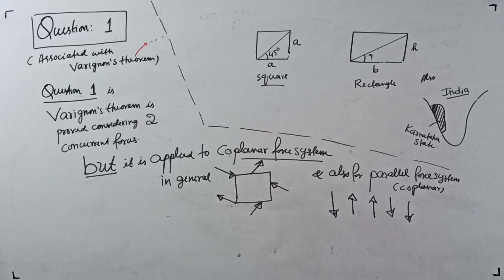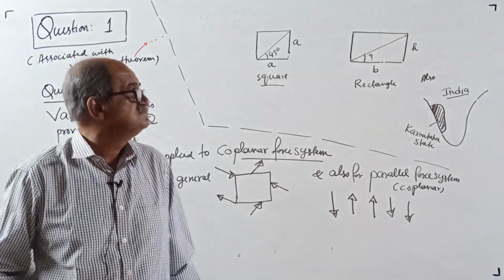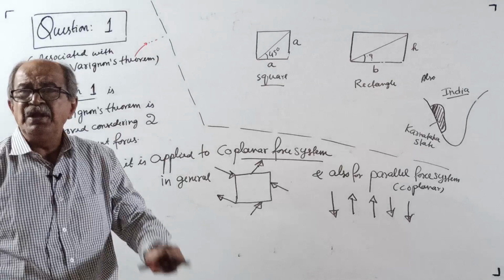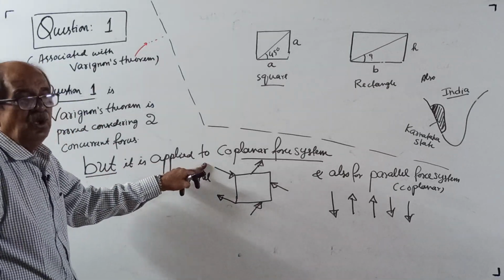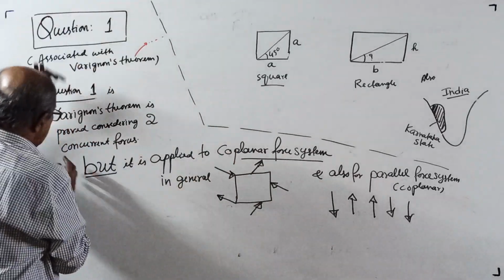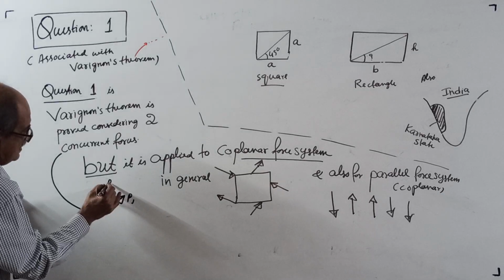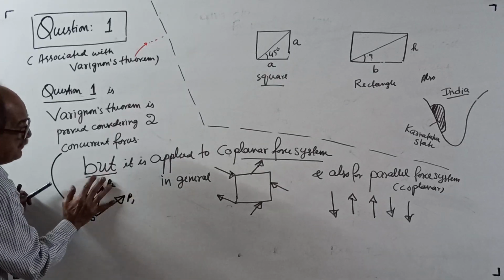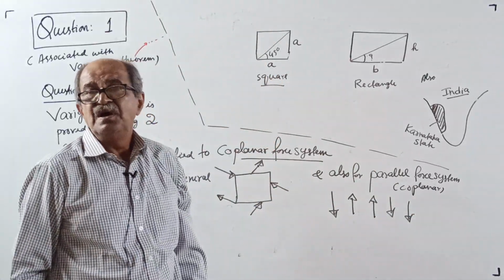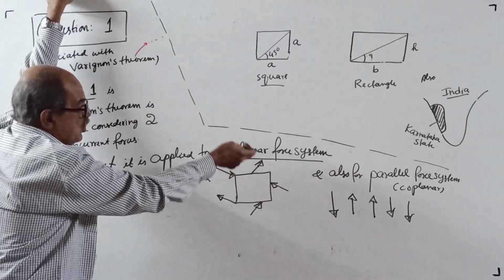One minute, I'm checking the board. Okay, now, question 1. Now be alert. Varignon's theorem is proved considering two concurrent forces, only two, but it is applied to a coplanar force system in general. See here, randomly, but in one plane. Even for concurrent forces it is one plane only. Not concurrent, here also one plane only. Both the forces are passing through one point. We prove it for this force system, and apply it to this system, and also apply it to a parallel force system. A little doubt will come: how can you apply it there? See, concurrent is coplanar, but coplanar is not concurrent.